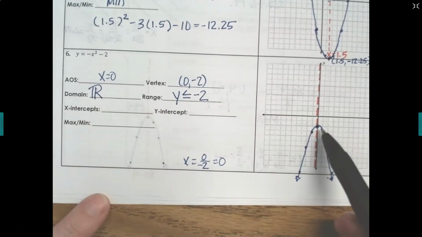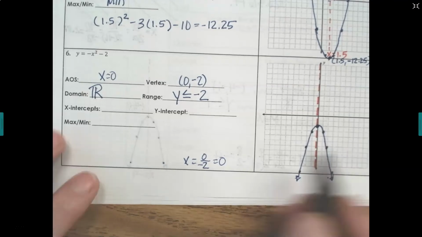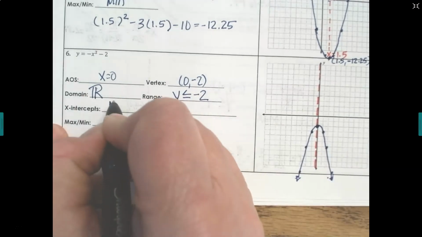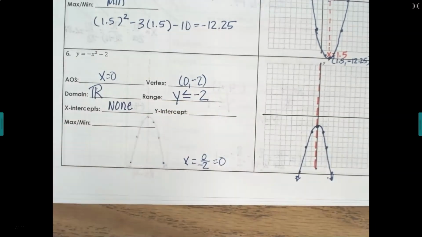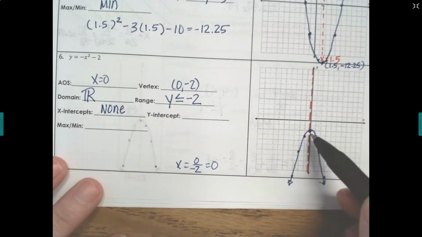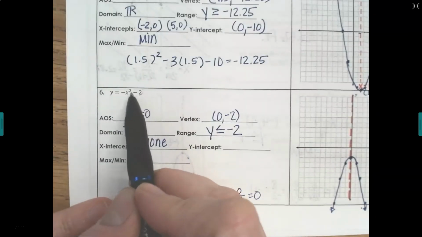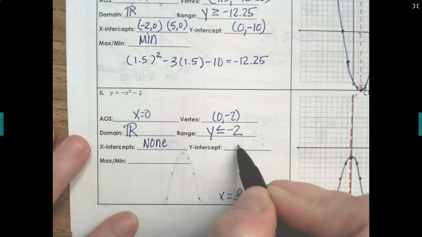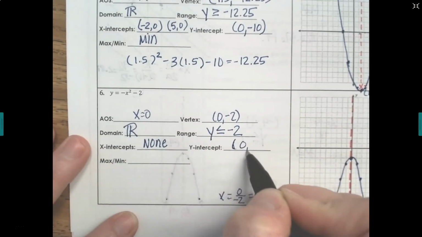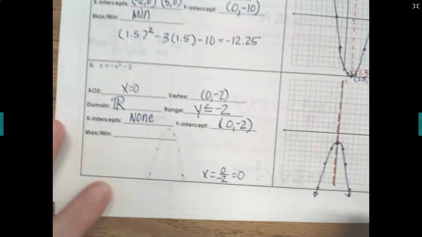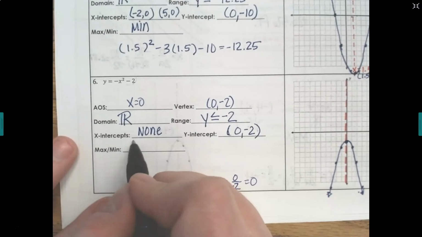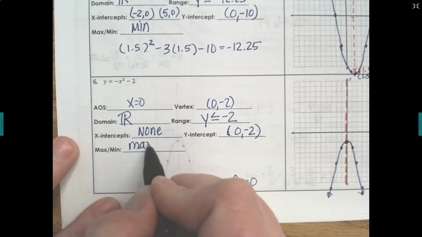Our x-intercept, this graph never comes to the x-axis, so we're going to write none. Don't leave it blank. You got to write something in there. Our y-intercept was right there at negative 2, and if you look at our c value in our equation, it is negative 2. So we'll say 0, negative 2, that's the name of the point. And this guy is a maximum.